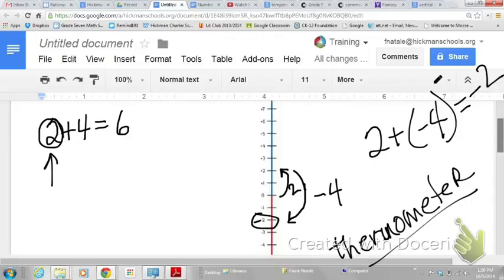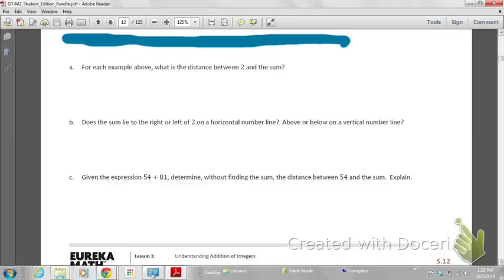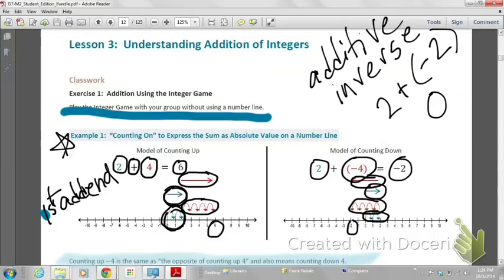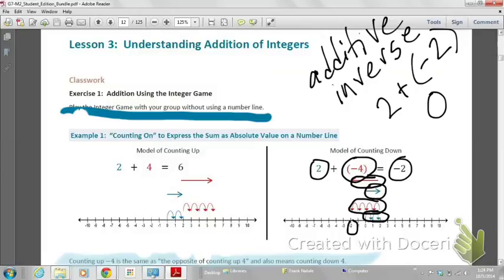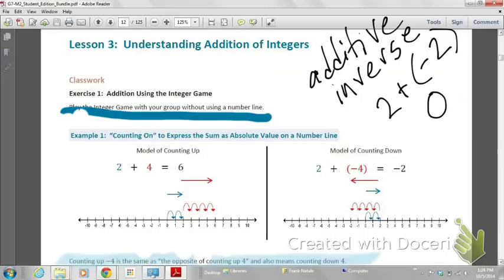So let's go ahead and now look at those questions, because I think one of them refers to the vertical number line. So anyway, for each example above, and what they mean are these here. If you go back and take a look at those, let me just clean this up so we can look at this a little bit better. Okay, a little bit more clear. It says, for each example above, what is the distance between 2 and the sum?